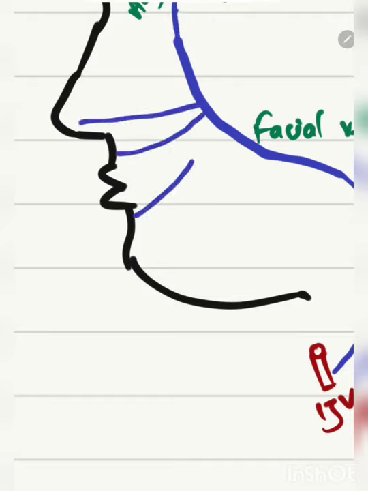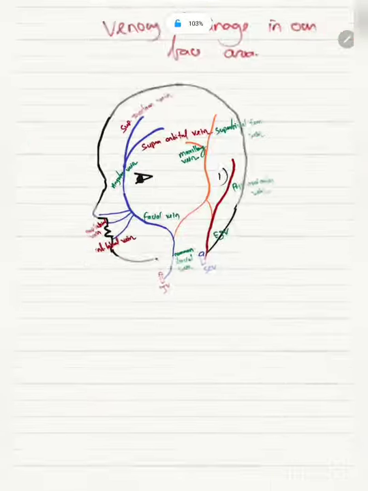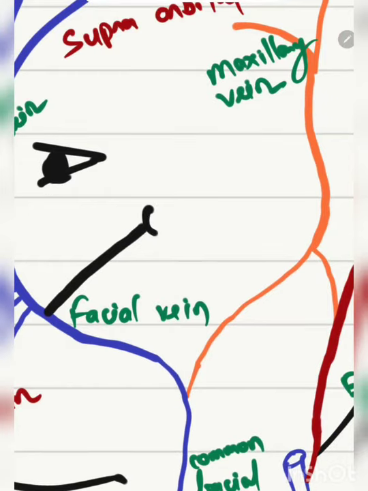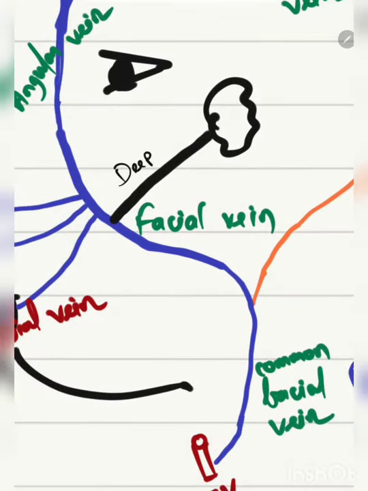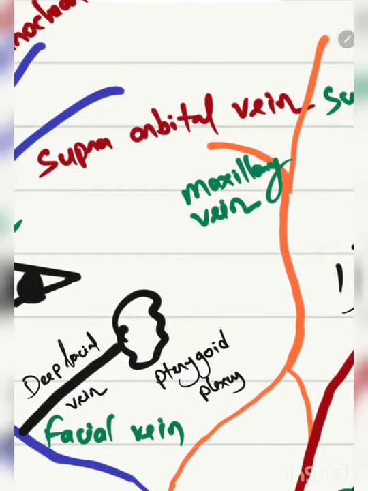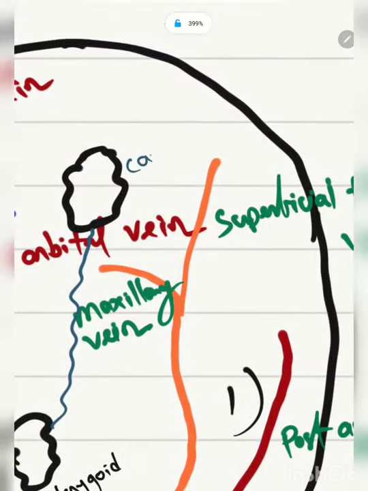The facial vein drains the lower part of the nose, and the upper and lower lip via the superior labial and inferior labial veins. And this facial vein via the deep facial vein drains into the pterygoid plexus, and from the pterygoid plexus via tributaries it drains into the cavernous sinus. This deep facial vein is a valveless vein.